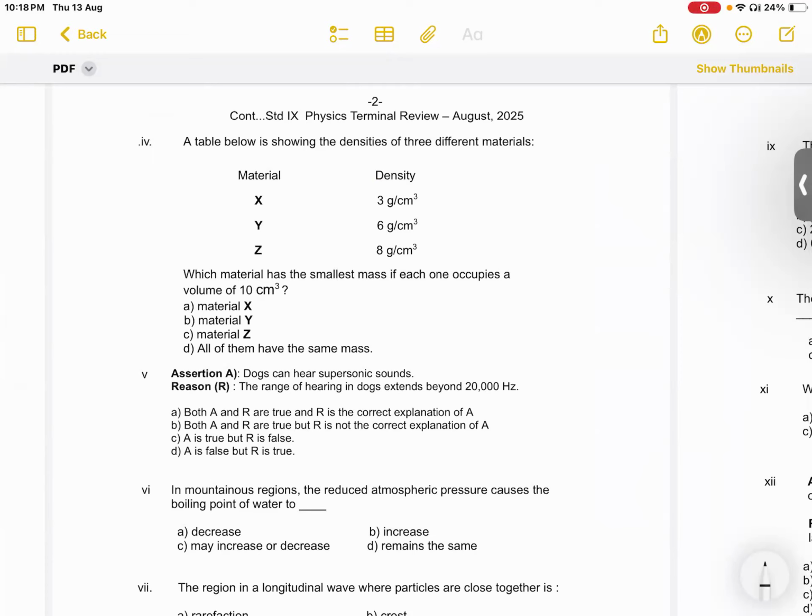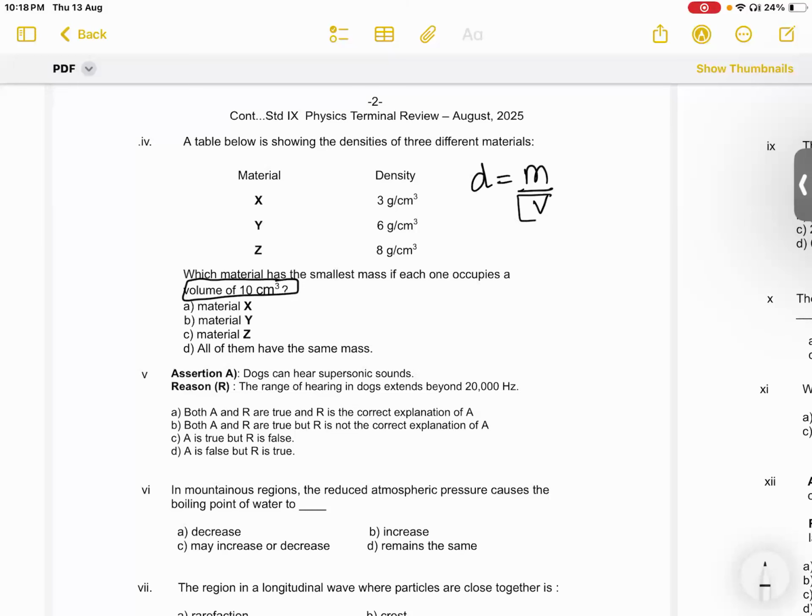The next question: a table given below shows the density of three different materials, X, Y, and Z. For X it is 3, for Y it is 6, for Z it is 8 g cm^-3. Which material has the smallest mass if each one occupies a volume of 10 cm^3? So guys, everybody has a fixed volume, which means the entire concept is related to mass, because I know that density is equal to mass upon volume.